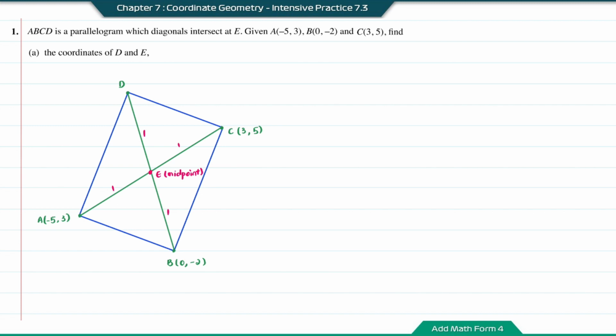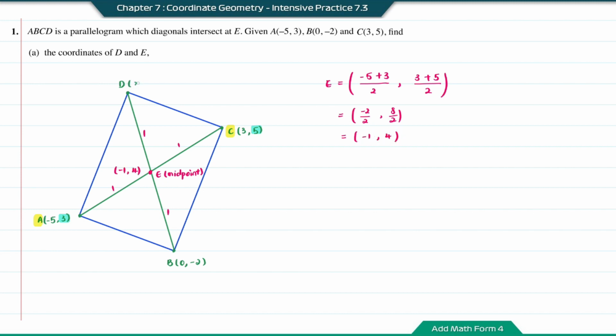So first we're going to find the coordinate E. Referring to the coordinates A and C, the x coordinate of point E will be negative 5 plus 3, then divided by the total ratio, which is 2. And for the y coordinate, it will be 3 plus 5, then divided by the total ratio, 2. So we get negative 2 divided by 2 and 8 divided by 2. So the coordinate E will be (-1, 4).